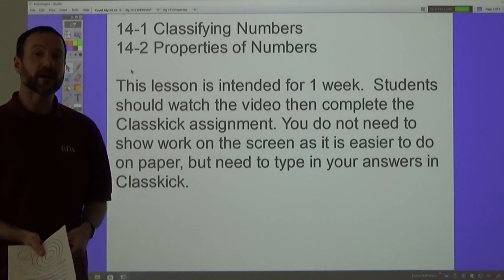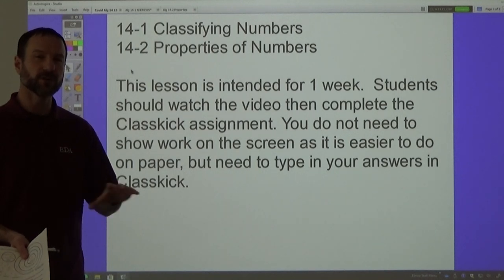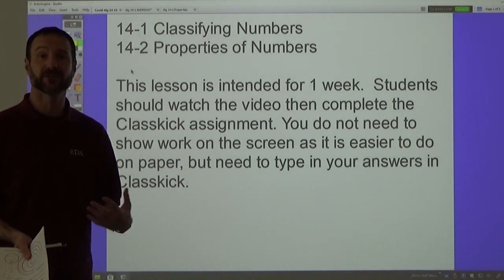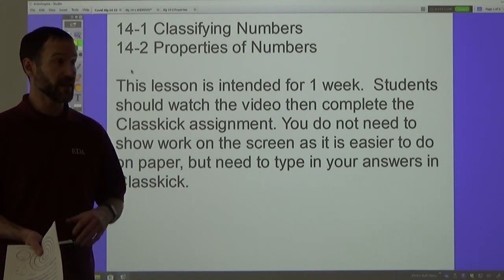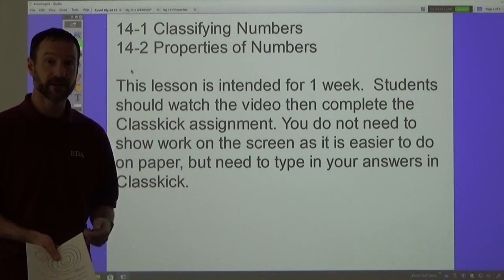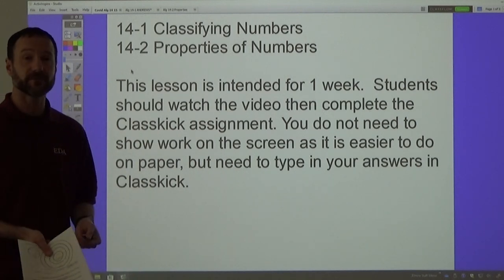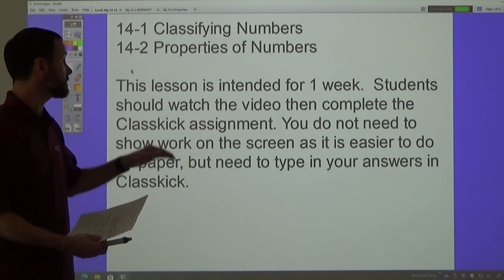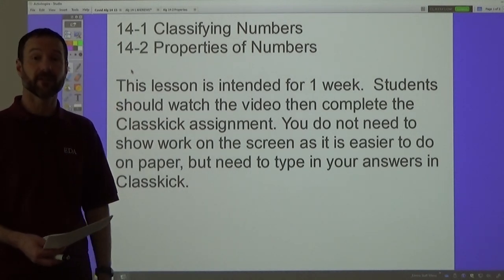Yes, we left off in chapter 12. We decided to hold off on chapter 12 and start you off with the online learning with something that's a little bit easier to do, and then work our way back to chapter 12. So we decided to go with chapter 14 first, and then chapter 15 also. Chapter 14, this is going to be a 1 week lesson long video.